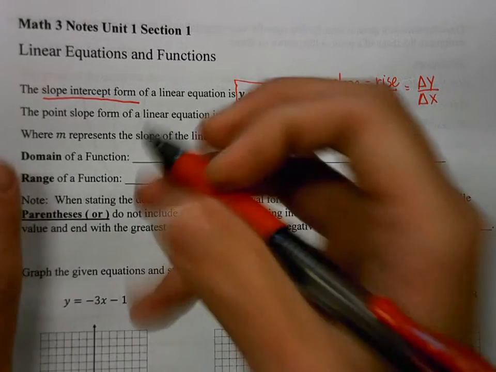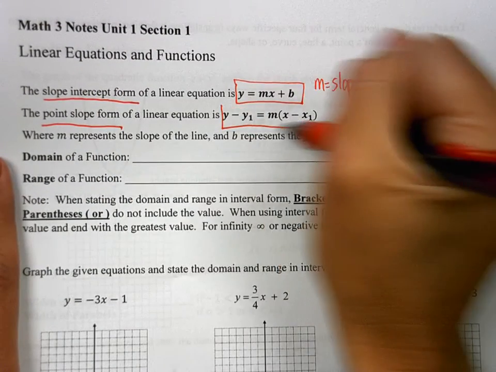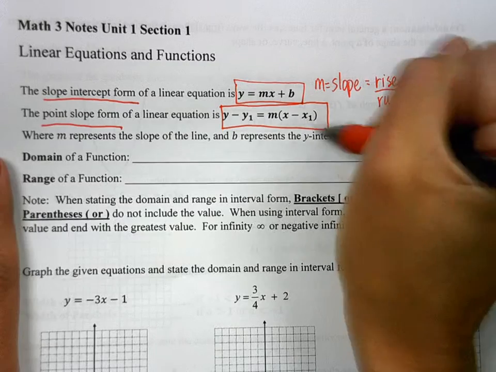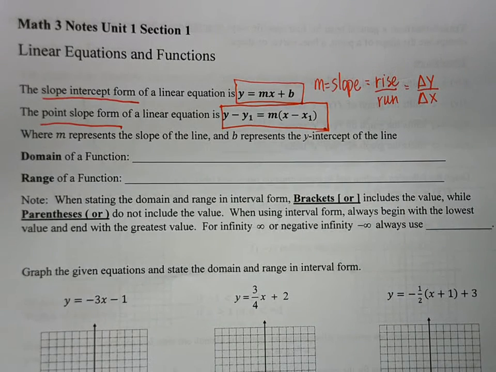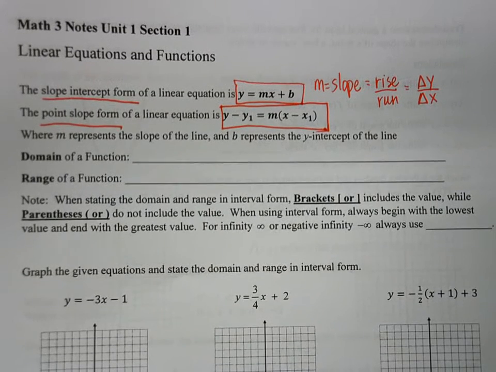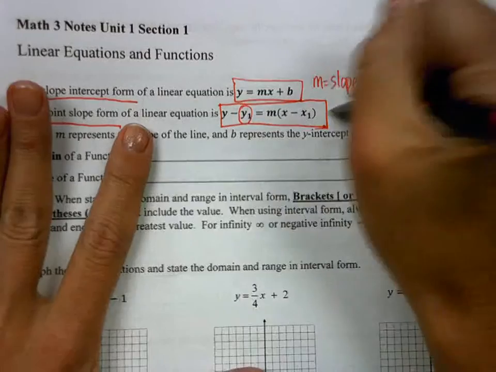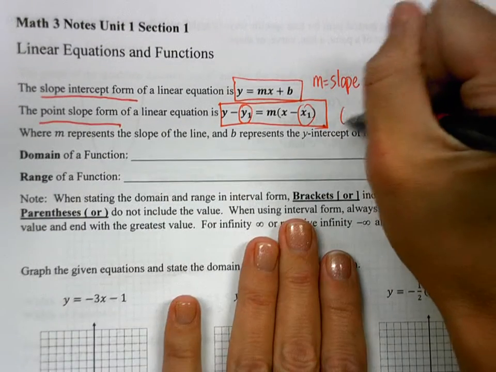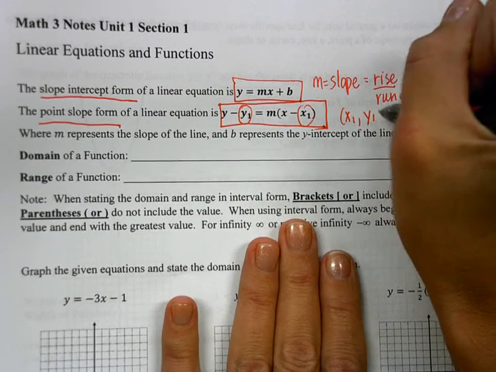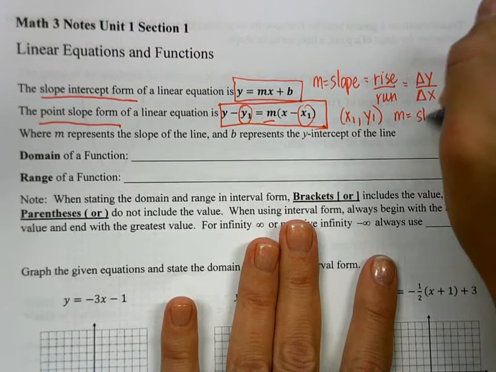Okay, the next one we're going to talk about as well is point slope form. And this is point slope form of an equation. When you are writing out point slope form, you will need to know a point and also the slope. Pretty crazy, huh? Okay, so this y1 and x1 represent a point, so that's your point, x1, y1. And then m again represents your slope.